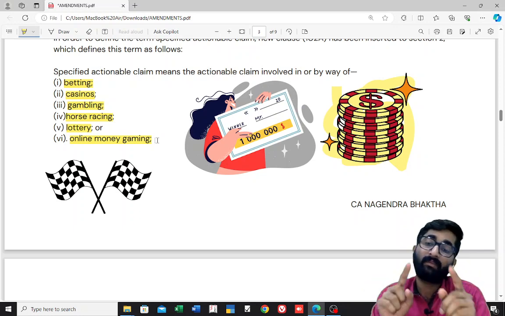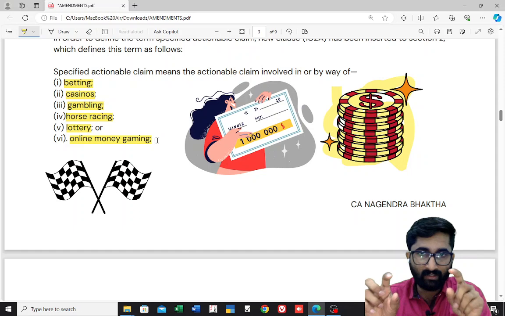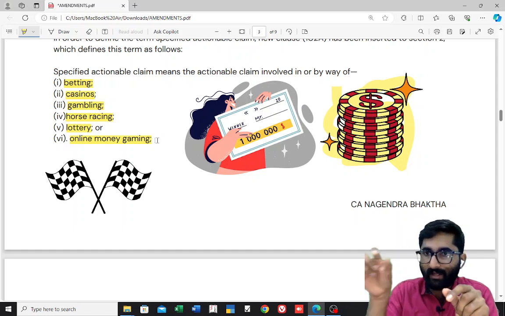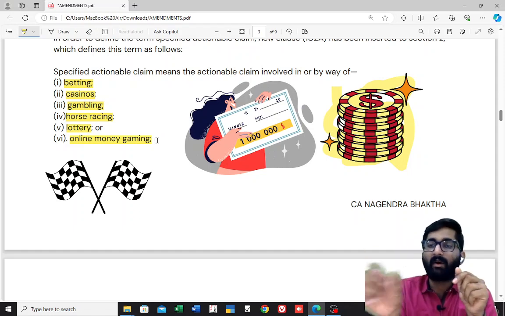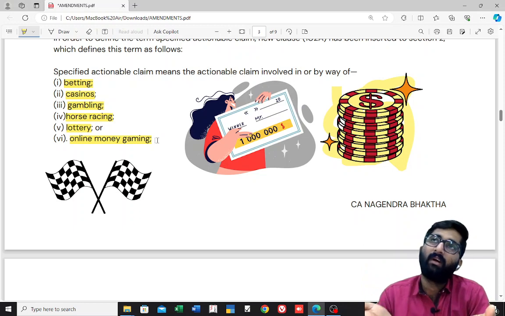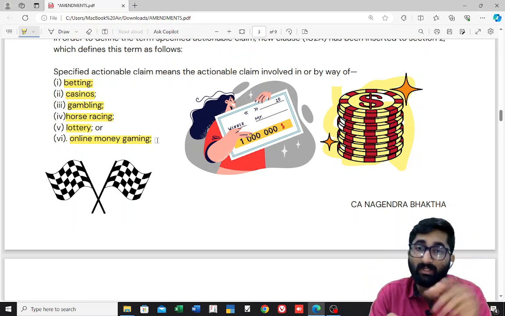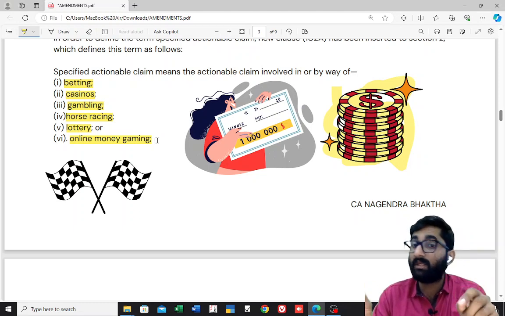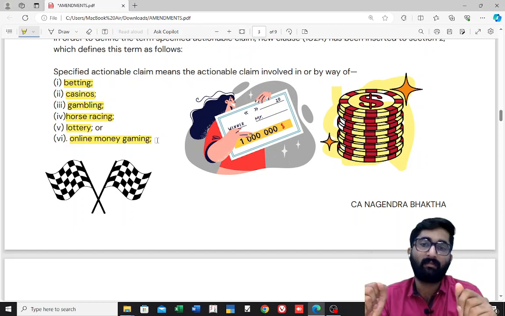See, there is a difference between online gaming and online money gaming. That is explained in your statutory update, what is online gaming and what is online money gaming. Online gaming is nothing but, for example, PUBG. What is online money gaming? Online money gaming is nothing but you have to put money as the bet and you are winning that. This is online money gaming.